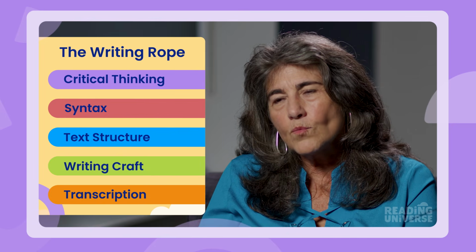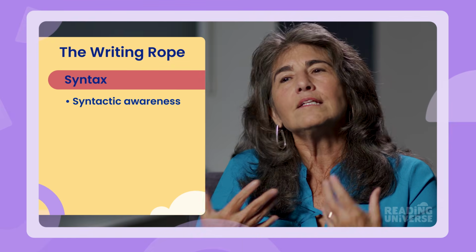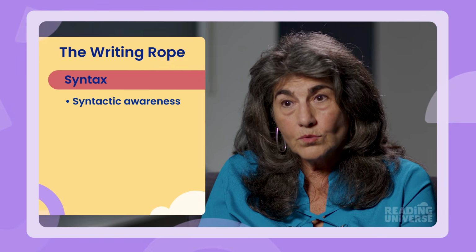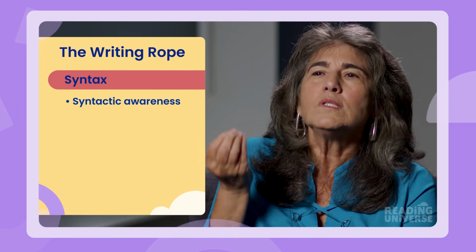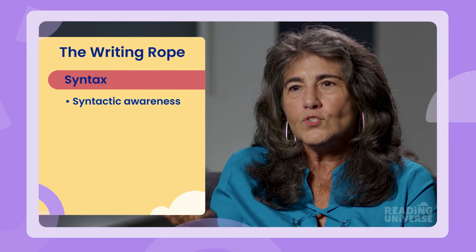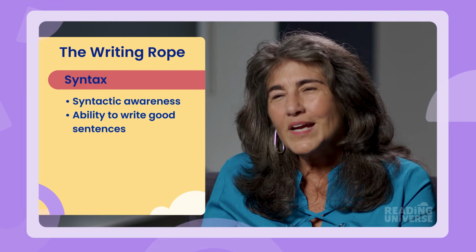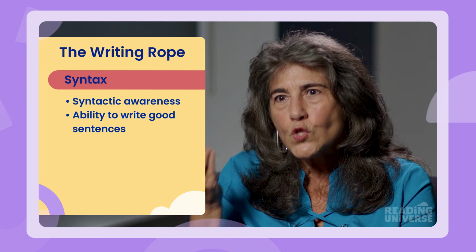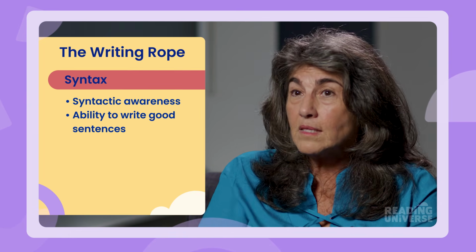The second strand in the rope has to do with sentences. I call it syntax, but it's syntactic awareness, actually, that you're trying to develop with students. And if you think about it, the individual sentence is like, aside from words, the smallest unit of structure in a piece of writing. But if you can't write a good sentence, you're not going to be able to write anything else that's longer. And so it really is the core. And then we have a lot of older students who have difficulty with writing, and the problem is going right back to that basic sentence level. So that's the second strand.